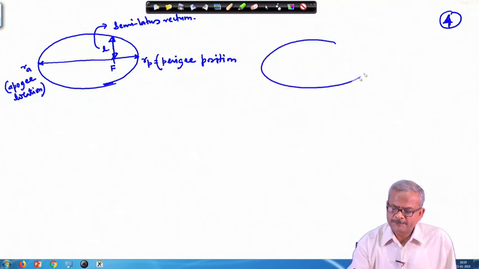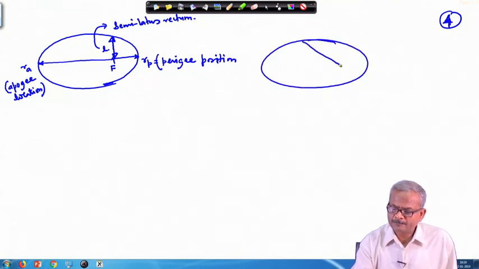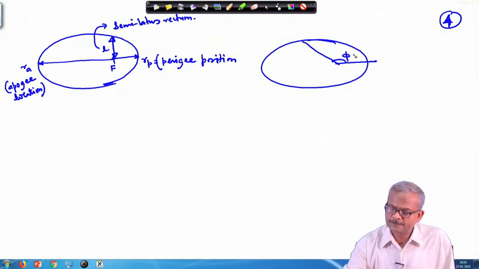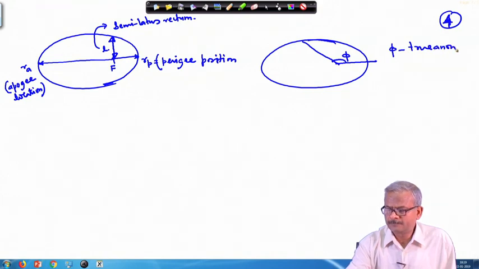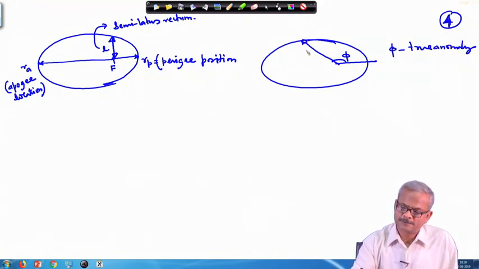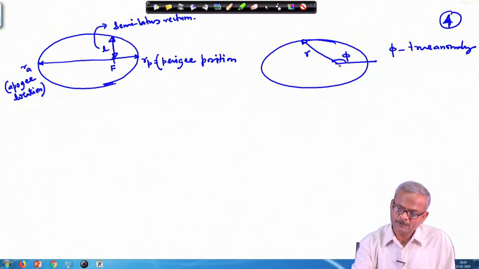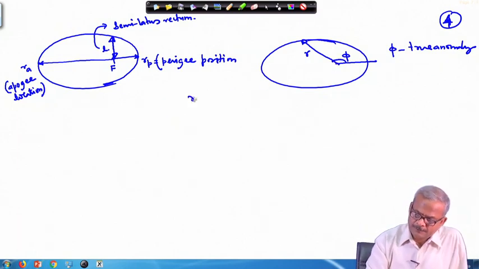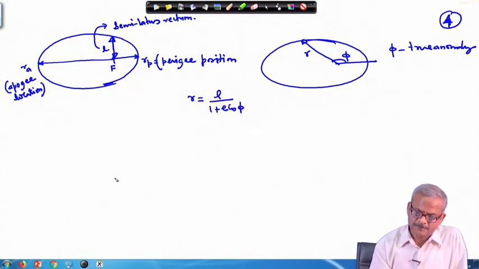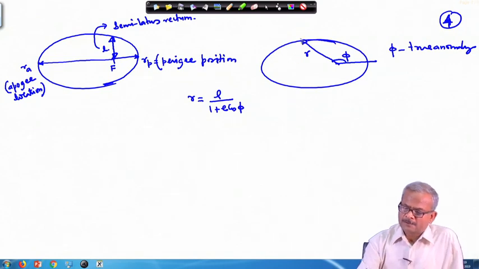Okay, so in this figure we are measuring the phi angle, which is the true anomaly. This is r. And the conic section equation is given by r equals L by 1 plus e cos phi. And for the particle, we can take the case of the sun-earth system.